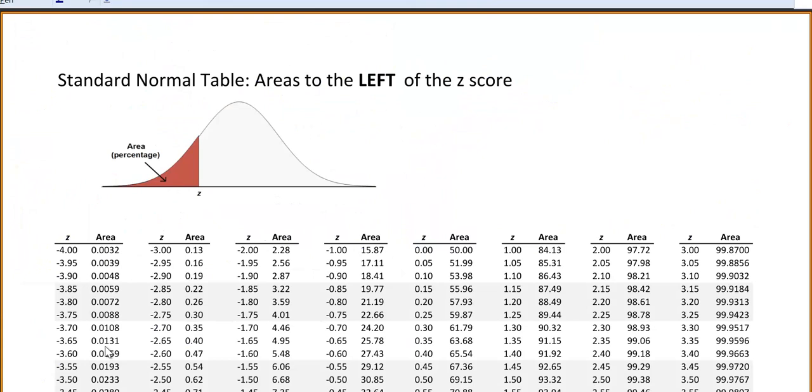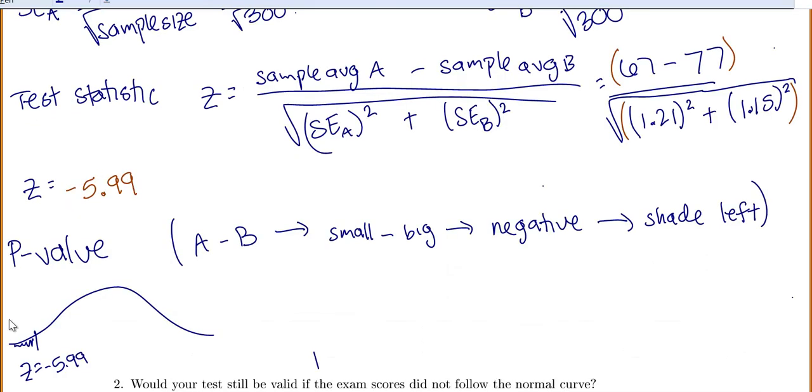Okay, let's look it up then. So I'm looking for negative 5.99. So here's my negative 3, negative 4. So you said basically 0. Negative 5.99 is going to be way up here, so that area is going to be basically 0. So my p-value is basically 0. That, of course, is going to be a small p-value.